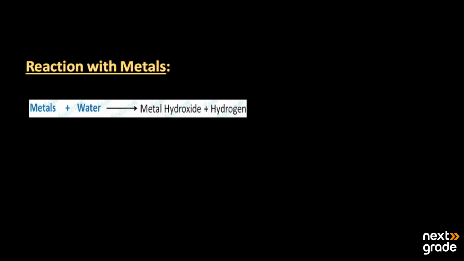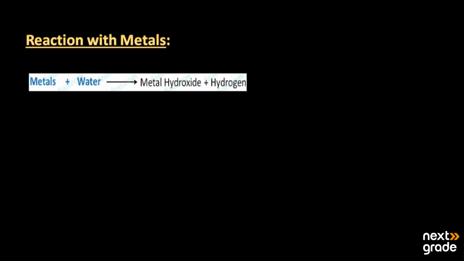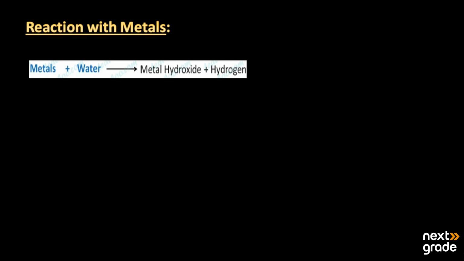Next we have its reaction with metals. Water reacts with metals, both the alkali metals and the alkaline earth metals, the group 1A elements and the group 2A elements. Group 1A elements are alkali metals and 2A are known as alkaline earth metals. When a metal reacts with water, it produces two compounds: a metal hydroxide and hydrogen gas.